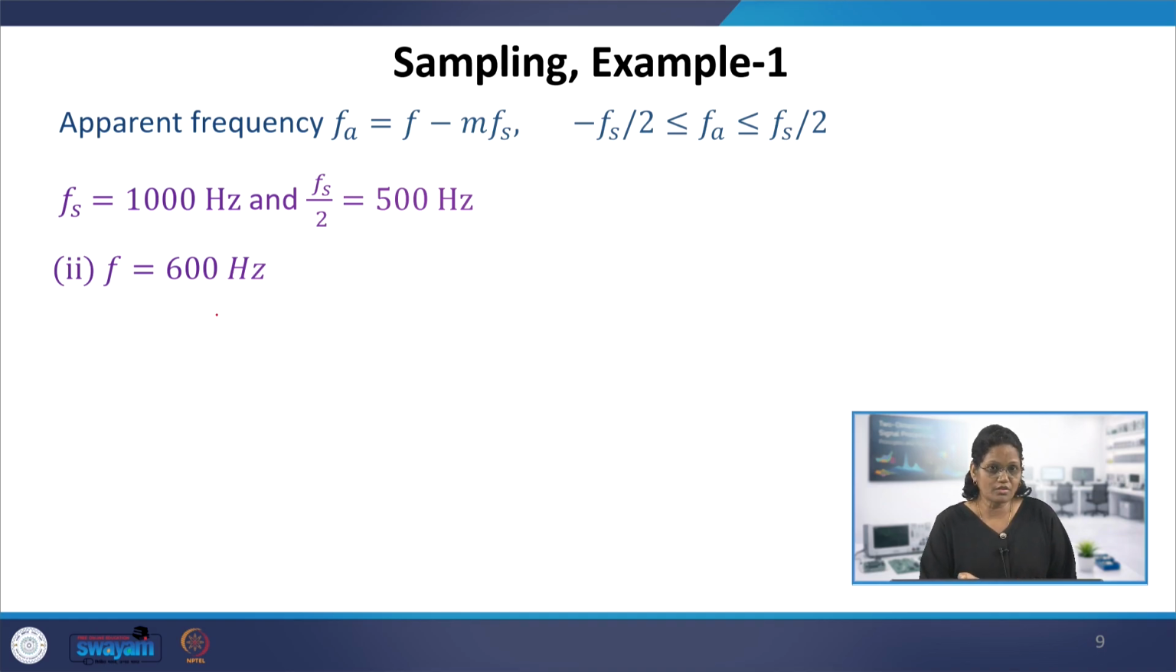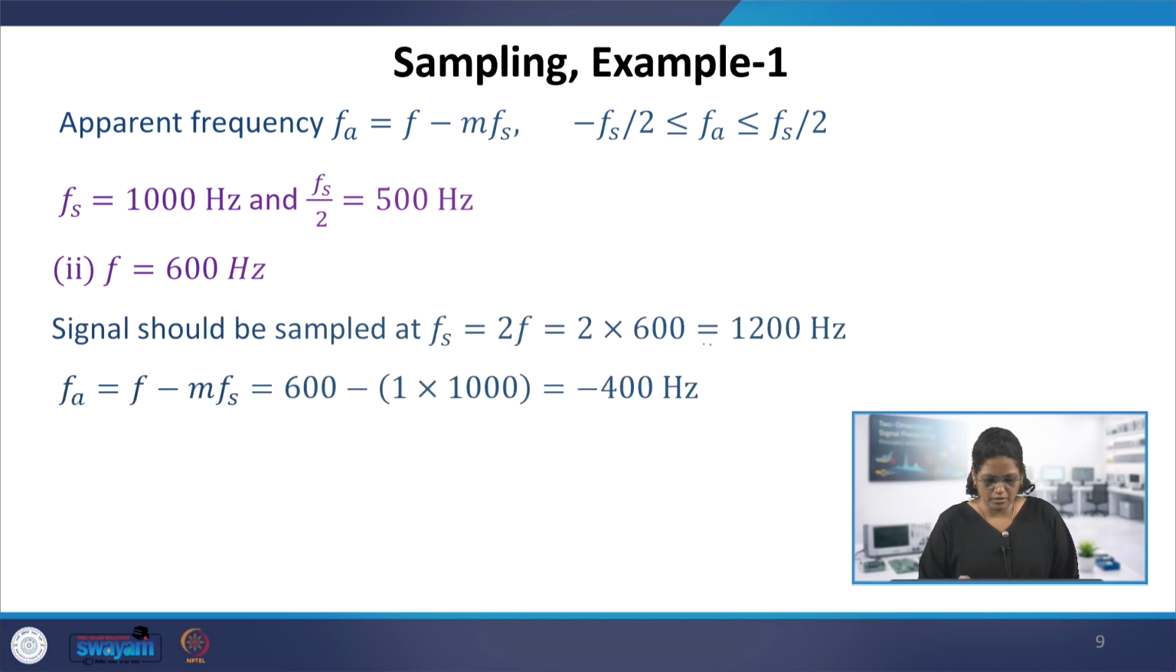So, what should be the frequency it would appear in the reconstructed one? Here, we can say from this Fa is f minus m Fs, where f is 600 hertz and m into Fs is 1000. So if we take this, it is minus 400 hertz. That means this 600 hertz, because of violating the sampling theorem, would appear as minus 400 hertz. This m should be an integer, the smallest integer possible. You can take here m as 1.